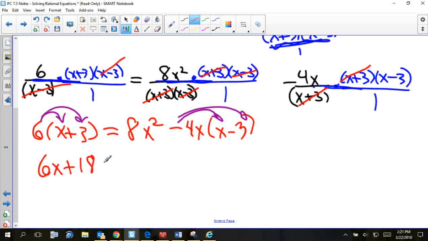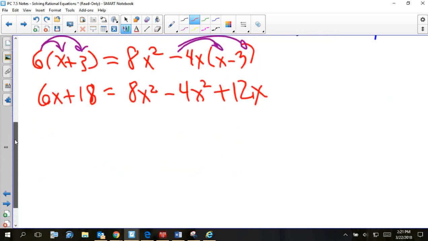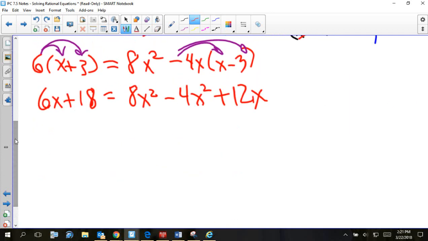6x plus 18 equals 8x squared minus 4x squared plus 12x, because we distributed a negative, that turned it into a positive 12x. Start combining like terms. Also, since there's an x squared in it, I'm going to have to make one side equal 0. So when I combine 8x squared minus 4x squared and I get 4x squared, I'm going to move everything to that side of the equation so it stays as a positive 4x squared.